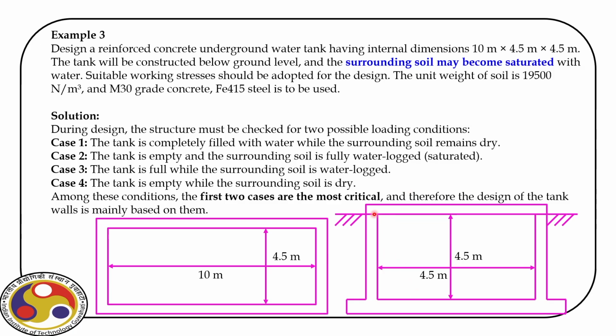the water stored inside. So case 2, when the tank is empty, so the water pressure is 0 from inside and the surrounding soil is fully waterlogged. That means now it is saturated. Similarly, we have case 3 where the tank is full, so water is inside while the surrounding soil is waterlogged. That means it is saturated. Obviously, when we have full water pressure inside and full soil pressure outside, they are counterbalancing each other. That is corresponding to case 3. Case 4 is when the tank is empty while the surrounding soil is dry.